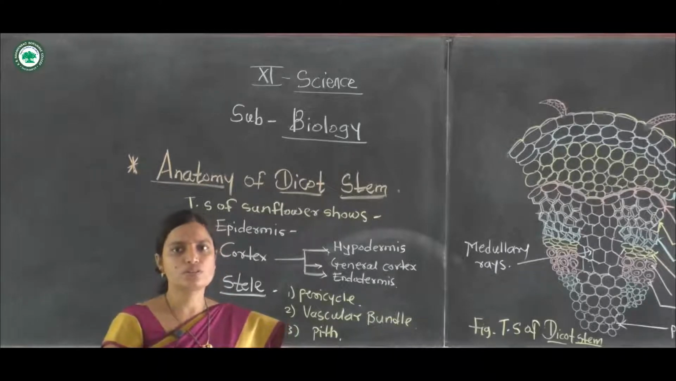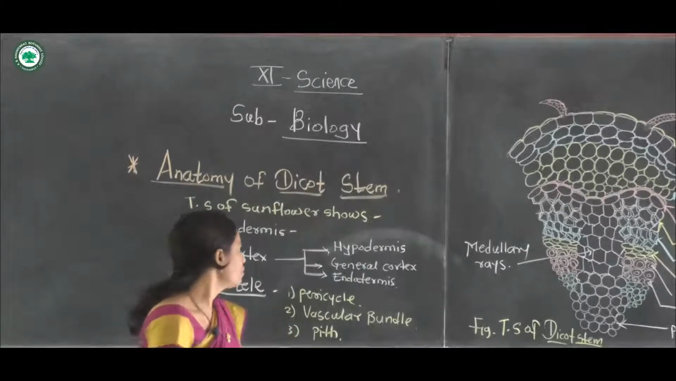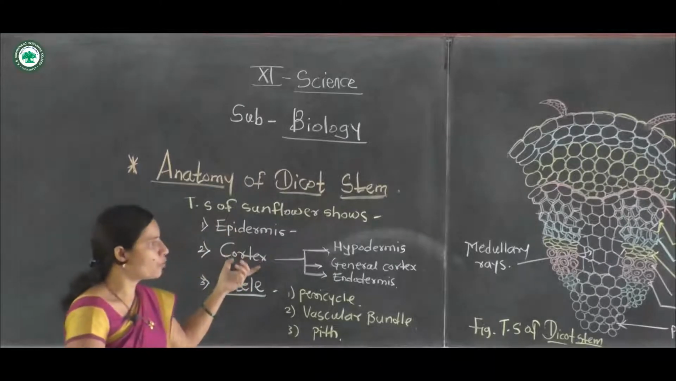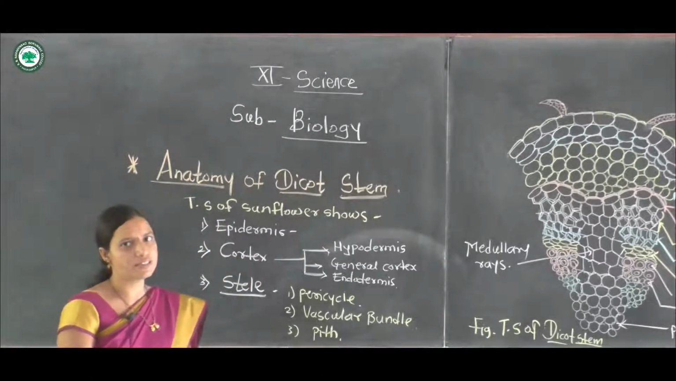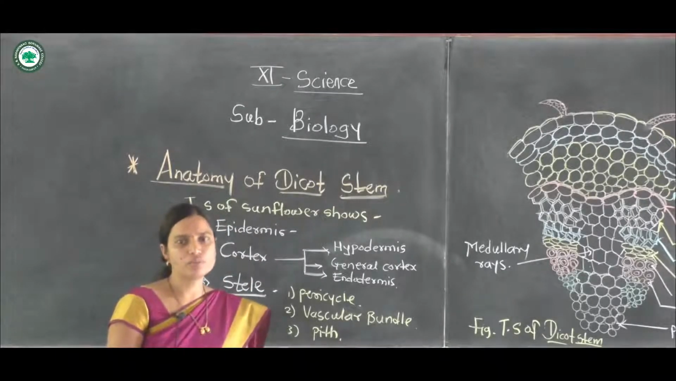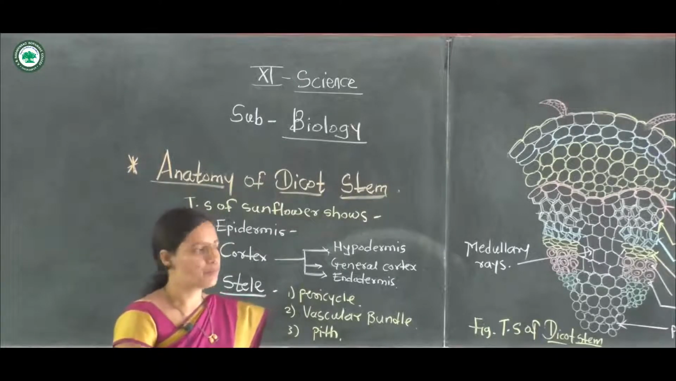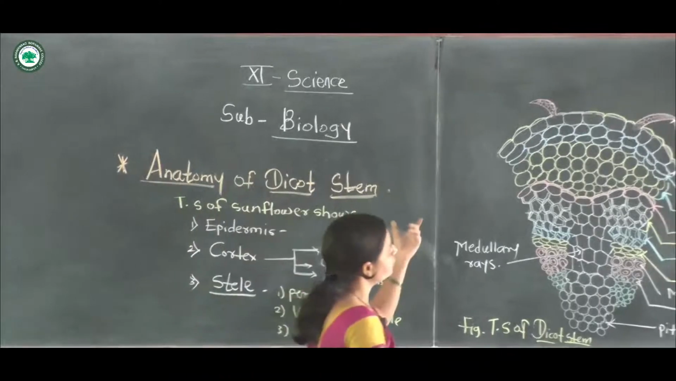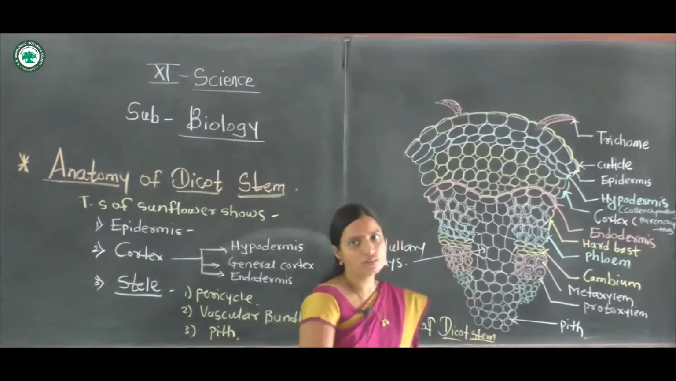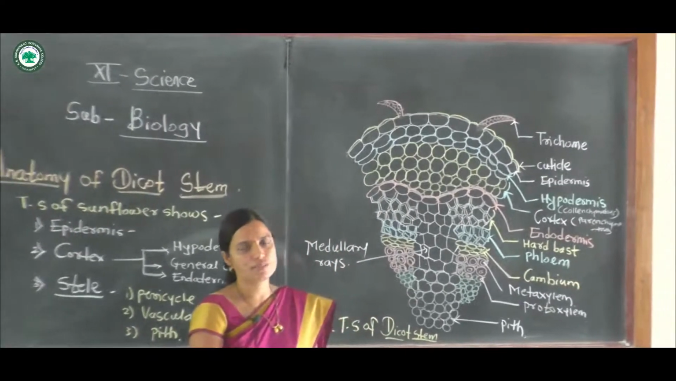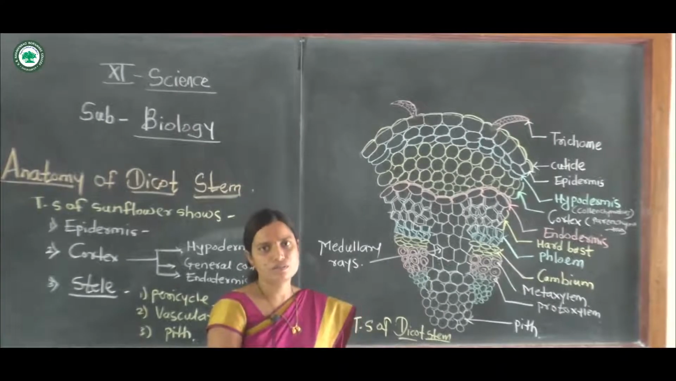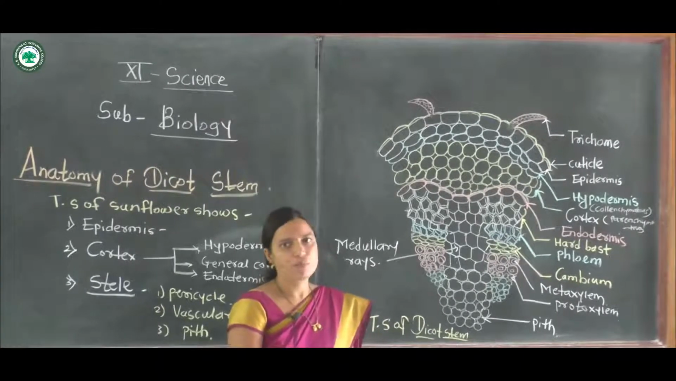The internal structure of these plants shows the epidermis, cortex and stele. These are the important layers present in the internal structure of the plant. This diagram shows the different layers in the transverse section of the stem of Dicot plants.